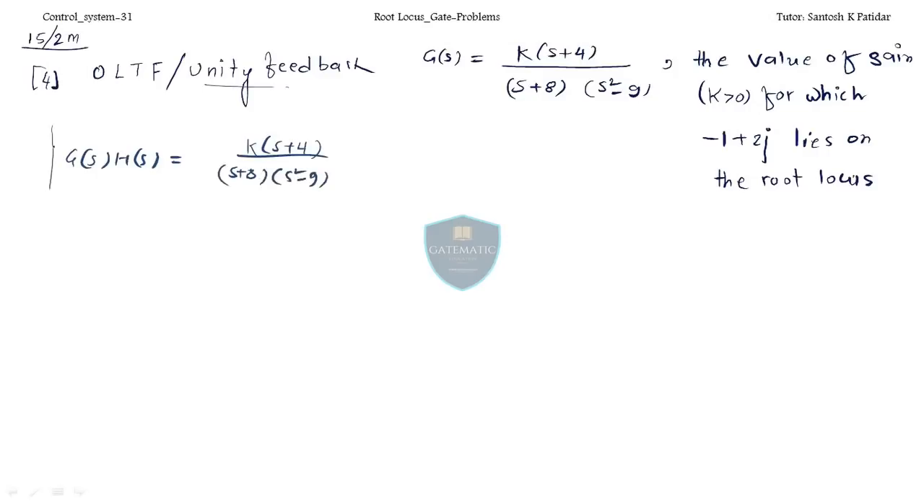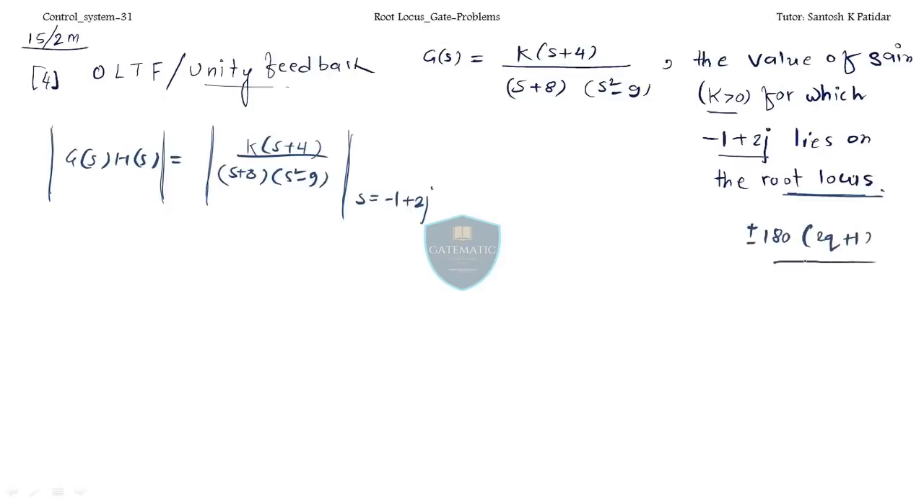Now you have to find the magnitude of this at the point already given, -1+2j. They are mentioning that you have to find the value of k if this point lies on the root locus. If you find the angle condition, as per the rule you have to check the angle condition first. It will definitely be a multiple of plus or minus 180 degrees. For sure, you can check it.